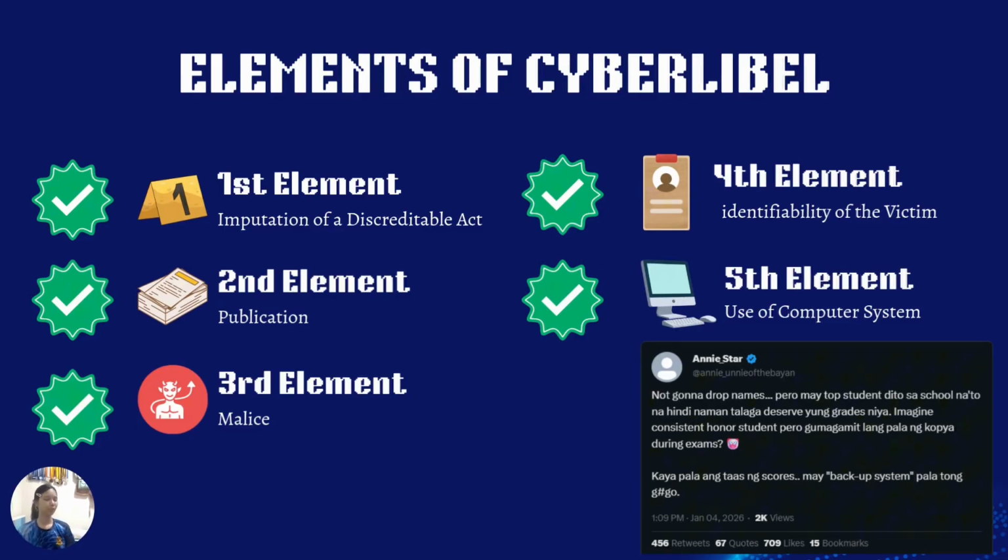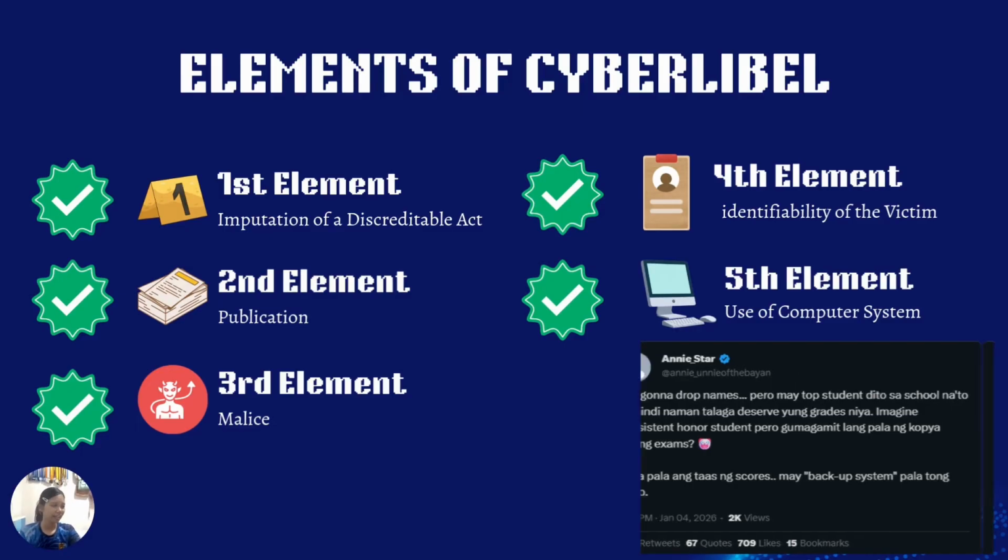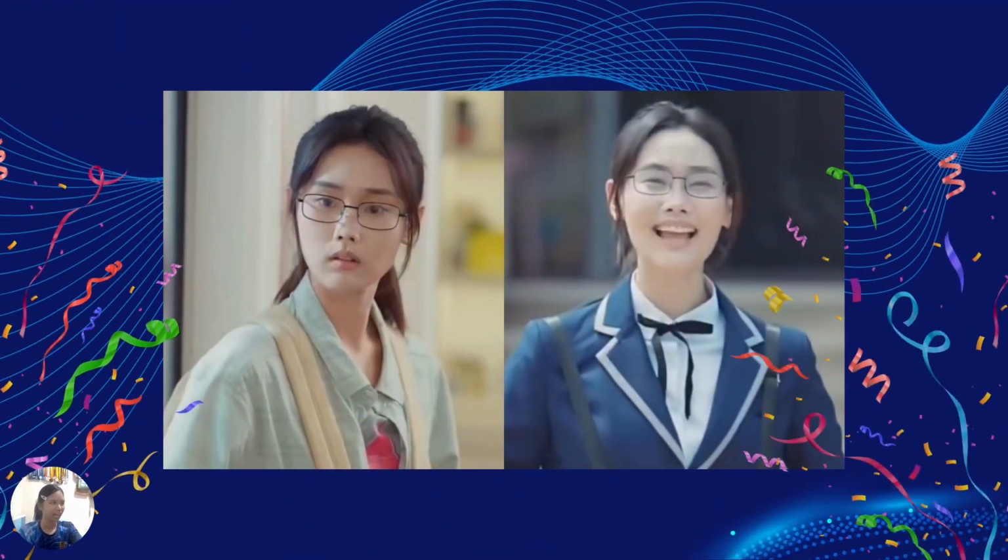And the fifth one is use of computer system. Was technology used? Yes. And the social media app that was used was Twitter. And given these elements, it becomes clear that online statements, even without directly naming a person, can still have legal and ethical consequences. And if Linda Walker decides to file a case against her, it would be 4 to 8 years jail time, probably for Annie. And it's just a win-win for Annie, of course.